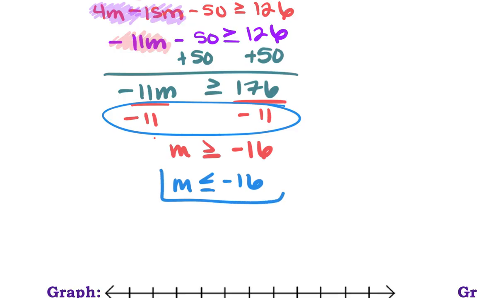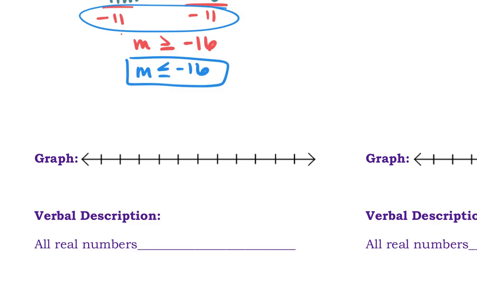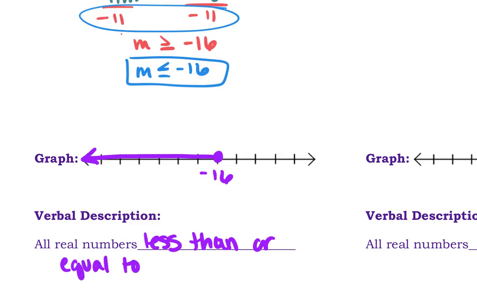All right, so now we're going to put the negative 16 on our number line. Doesn't matter where you pick, just pick somewhere to put it. It's closed, correct, because it's equal to. What direction are we shading, to the left or to the right? To the left. So my verbal description would be that all real numbers are less than or equal to, because you have to add that piece now, negative 16. We can just put negative 16. Okay, all right, and then let's try one more.